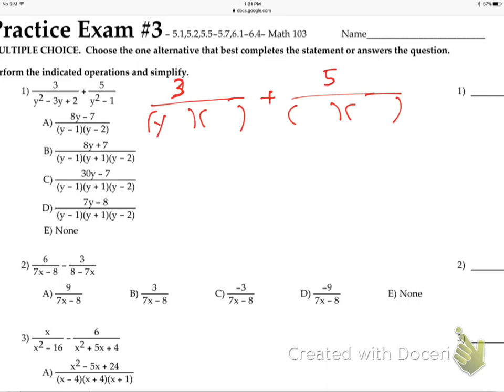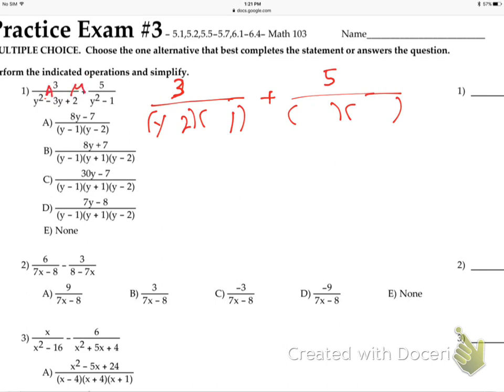All right. So, number one, adding fractions, got to factor the denominators. So, how do you factor y squared minus 3y plus 2? Looking for two numbers that multiply to be 2 and add to be minus 3. Like, what times what is 2? 2 times 1 will multiply to be 2.